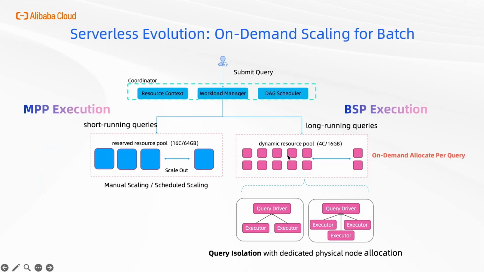For the batch query groups operating under BSP mode, we utilize on-demand elasticity by maintaining a resource pool that allocates one small specification physical node per task. This ensures resource isolation during batch queries, resulting in improved stability and completely on-demand elasticity.